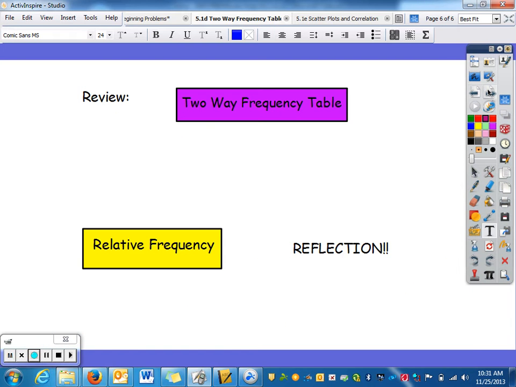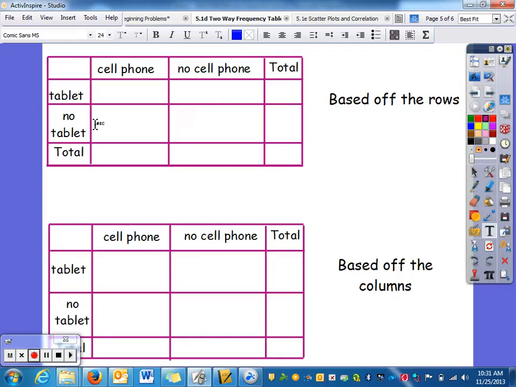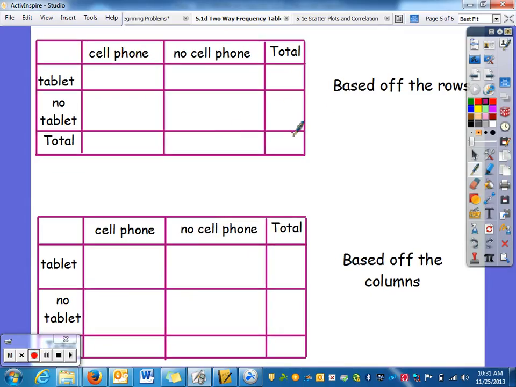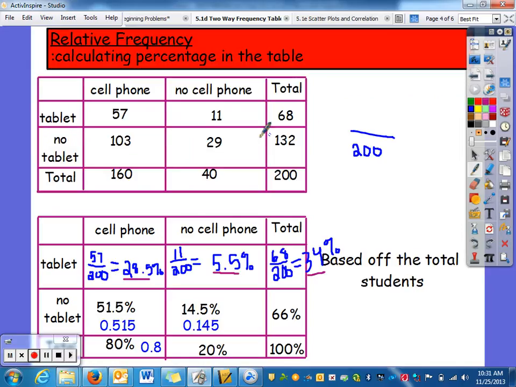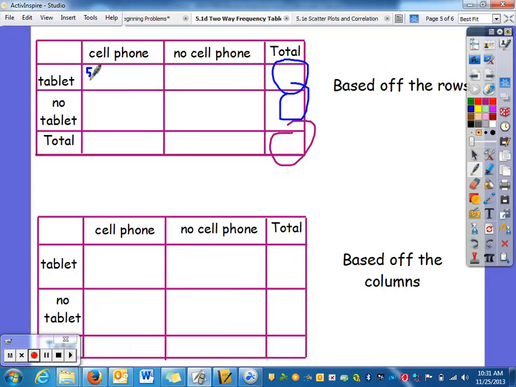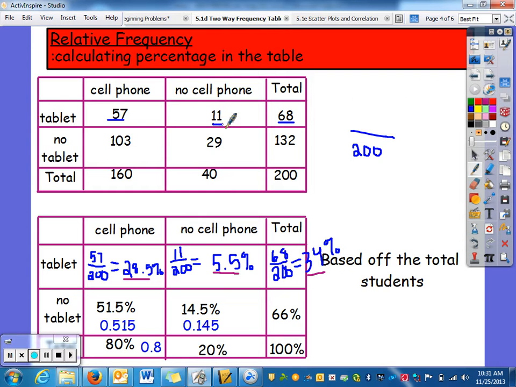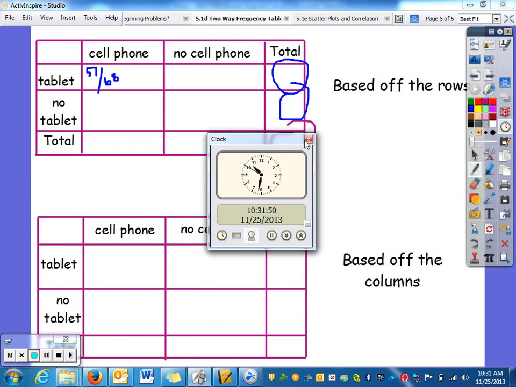Alright, so then there's other types of relative frequency, which is based off the rows. So here, instead of taking the total that was here, we're going to take the totals that are here in each row. So over here we had 57 and 68. So to calculate, I'm going to go 57 divided by 68. And then on this one I have 11. So I'm going to do 11.